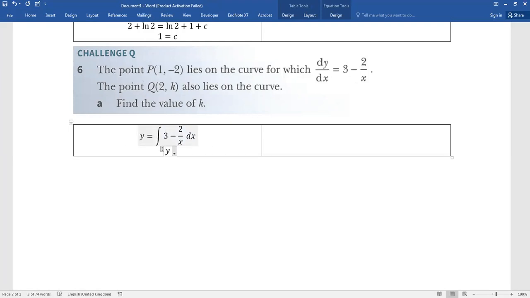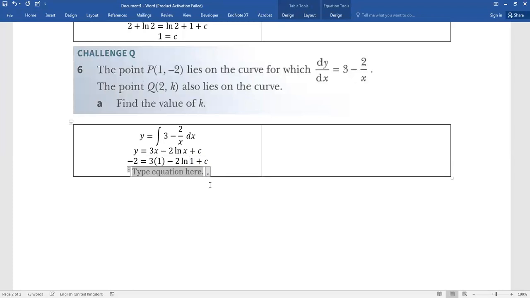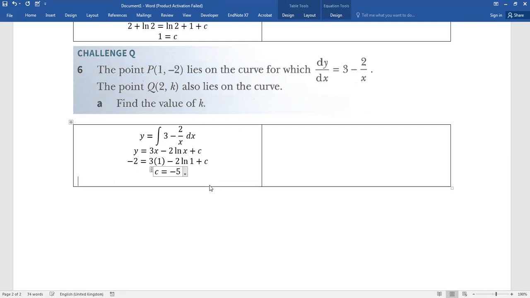So now I'll just integrate it: 3x minus 2 ln x plus c. I'll just plug in the values of P, 1 and minus 2: 3 times 1 minus 2 ln 1 plus c. ln 1 is 0, 3 goes on that side, c is negative 5 I think. So y is 3x minus 2 ln x minus 5. Now I can just plug in the value: the coordinate of y is k and the value of x is 2.